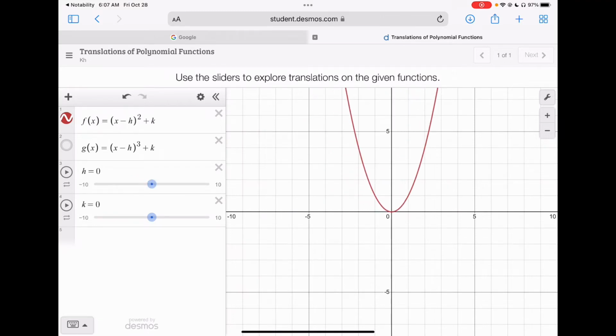So positive h value takes us to the right. It's a horizontal translation to the right. Think like that's the positive direction for left or right. And then a negative h value would take us to the left, and that's a negative direction for left or right. So one thing to consider is, if I have like an h value of positive 1, I've shifted the graph 1 to the right.